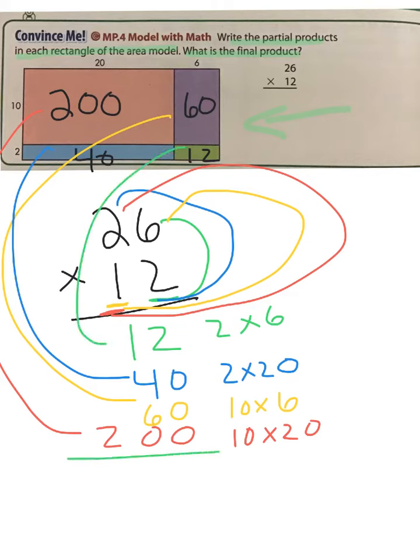So if we add all of these up, 6 plus 4 is 10, plus 1 more is 11, regroup, we get 312. So our final product is 312.